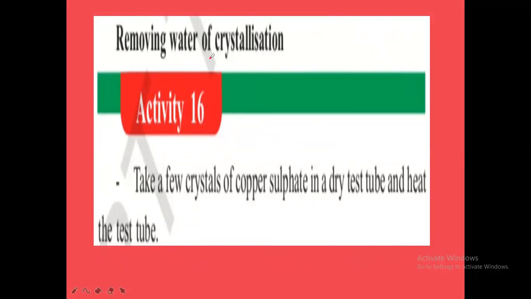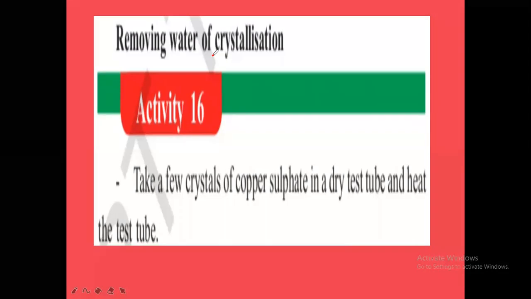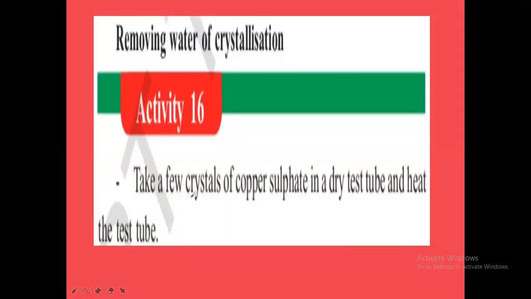Next, removing water of crystallization. How do we remove the water of crystallization from Na2CO3·10H2O? In Na2CO3·10H2O, the 10H2O is called water of crystallization. How to remove that water of crystallization from that salt? Next, Activity 16: removal of water of crystallization from the given salt. Take a few crystals of copper sulfate. What is the copper sulfate formula?